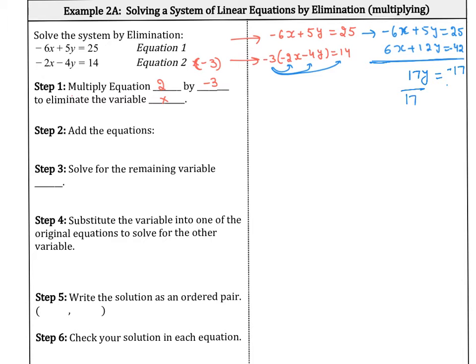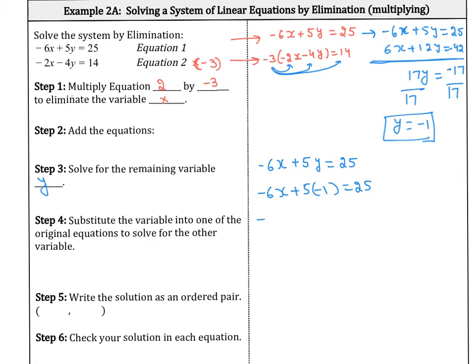To solve that, we divide by 17 on both sides, and y equals negative 1. Now we use one of the original equations, and I'm using the first equation, negative 6x plus 5y equals 25, and use the y value of negative 1 to solve for x. So negative 6x minus 5 equals 25. Add 5 on both sides and you get negative 6x equals 30. Divide by negative 6 on both sides and you get x equals negative 5.